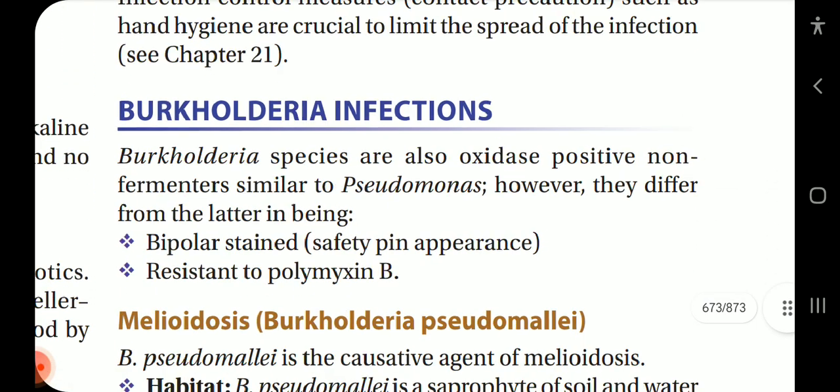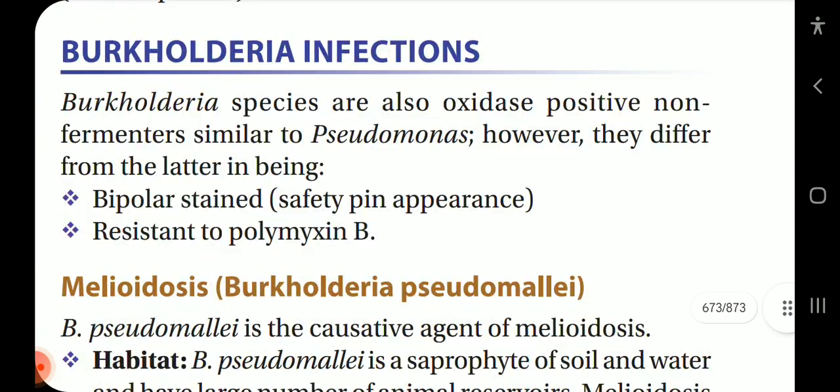Okay, now starting with the Burkholderia infections. The Burkholderia species are also oxidase positive non-fermenters similar to Pseudomonas. However, they differ from the latter in being bipolar stained, with safety pin appearance, and resistant to polymyxin B.